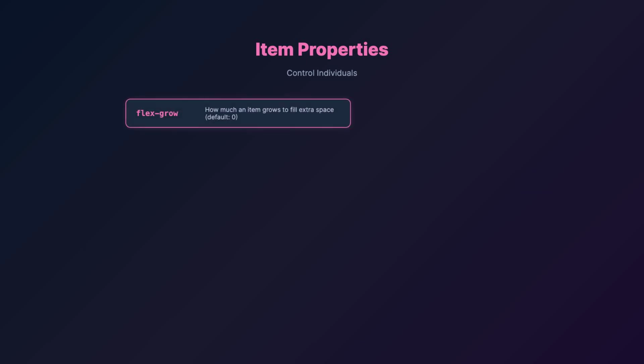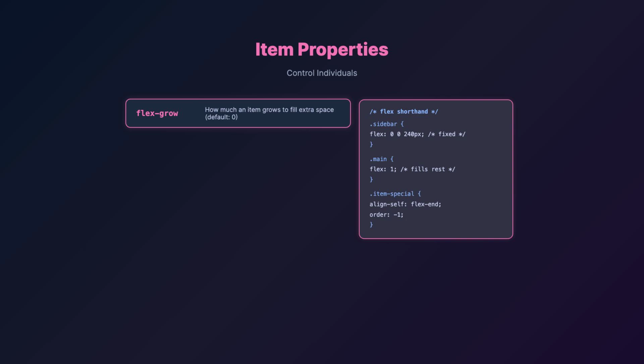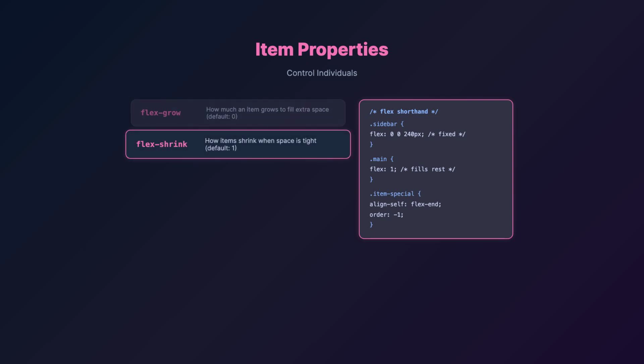Item properties control individuals. Flex grow determines how much an item grows to fill extra space. The default is 0. Items don't grow. They stay at their natural size. Set flex grow to 1 and the item expands to fill available space. If two items both have flex grow 1, they share the space equally. If one has flex grow 2 and the other has 1, the first item gets twice as much extra space.